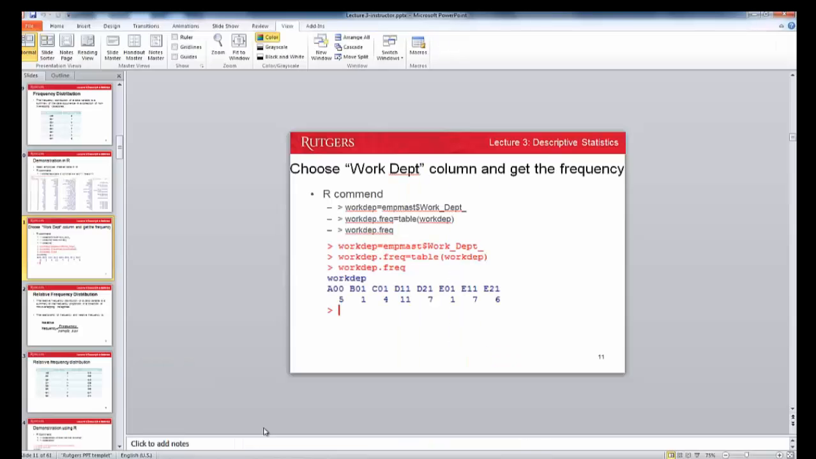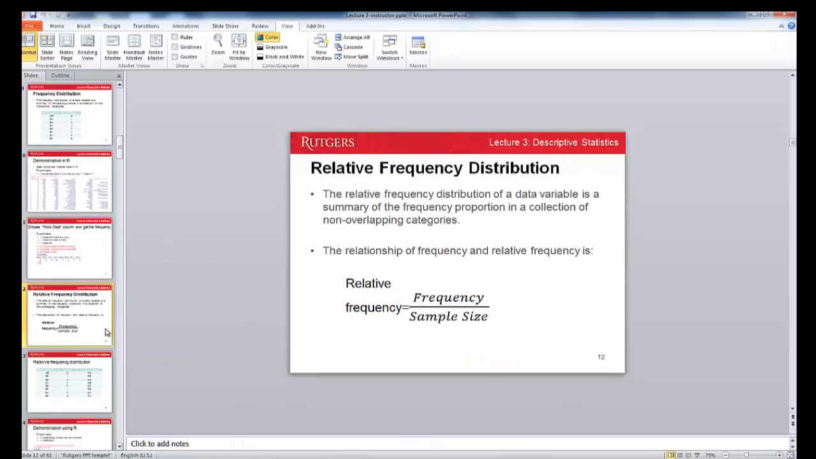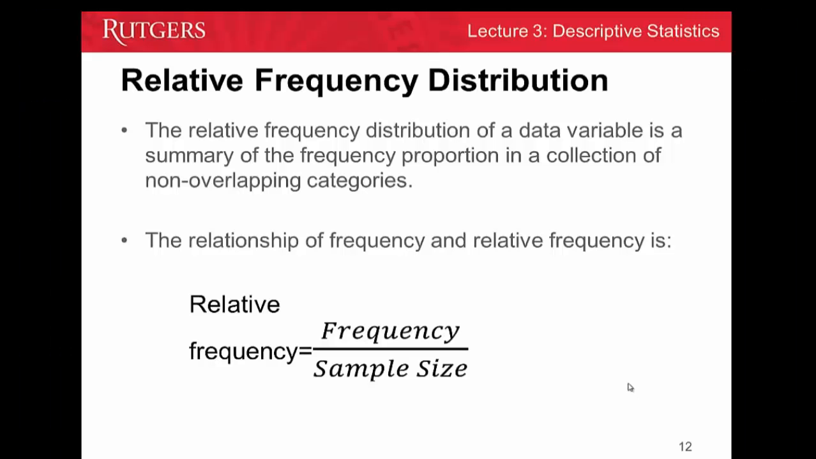Okay, then let's go to the next descriptive statistics for the qualitative data. It's the relative frequency distribution. The relative frequency distribution of a data is a summary of the frequency proportion in a collection of non-overlapping categories. And the formula to calculate the relative frequency distribution is here in the slides. You can see that we just need to use the frequency divided by the sample size, like the total number of records in the data set.